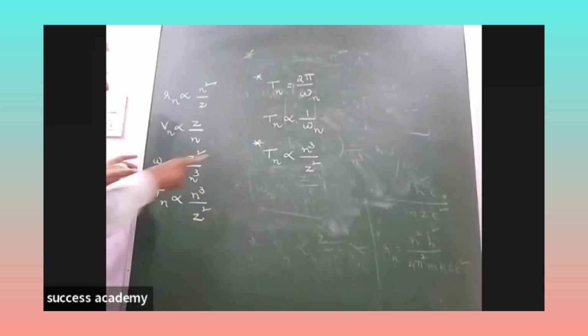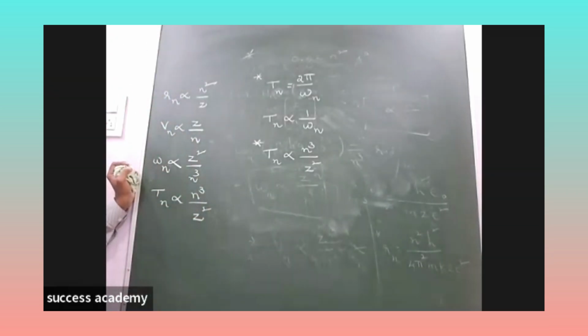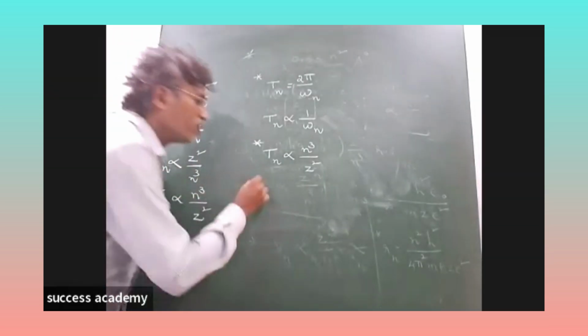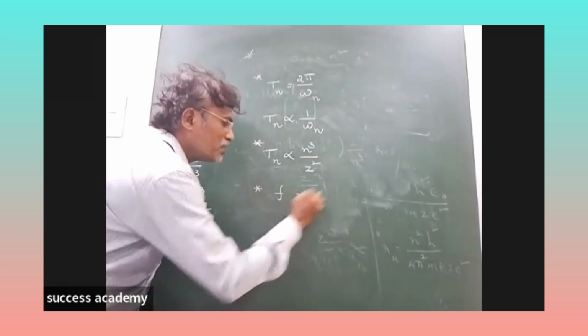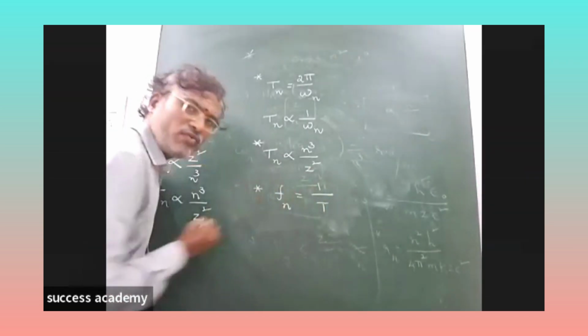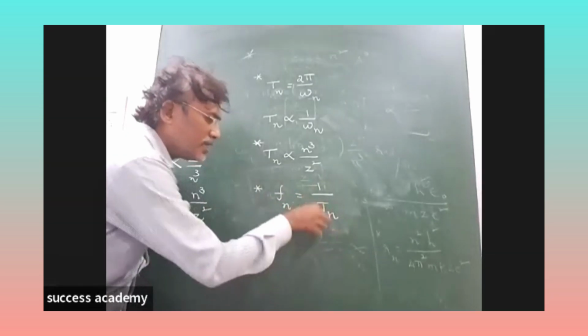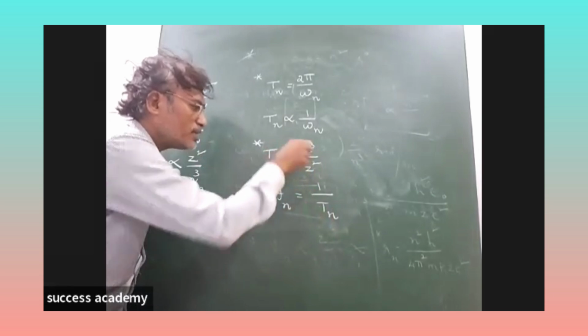Okay. Now, once we know the time period, we need to calculate the frequency of the revolving electron. Frequency is nothing but the reciprocal of time period. So the frequency of the revolving electron in the nth orbit is 1 by Tn. Tn is nothing but n cube by Z square.